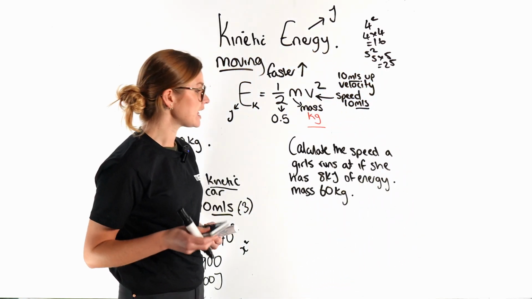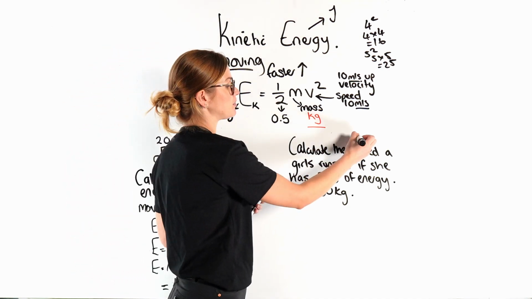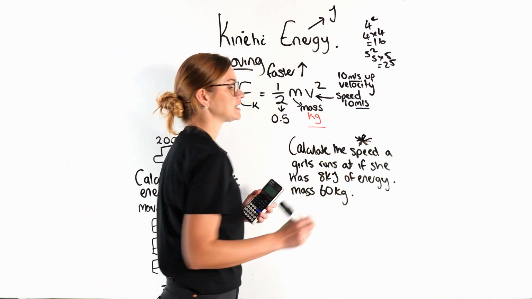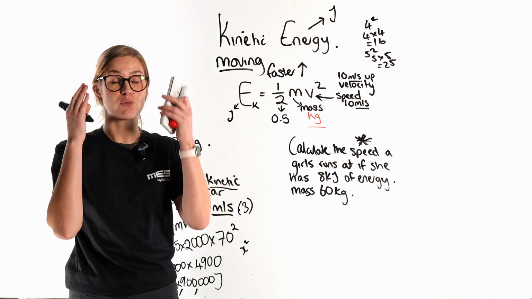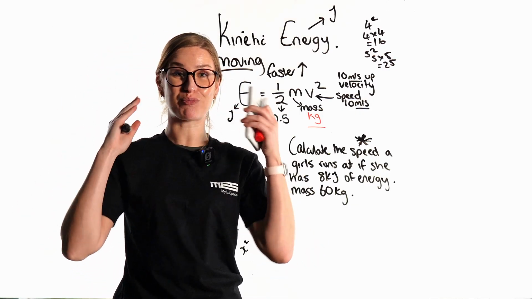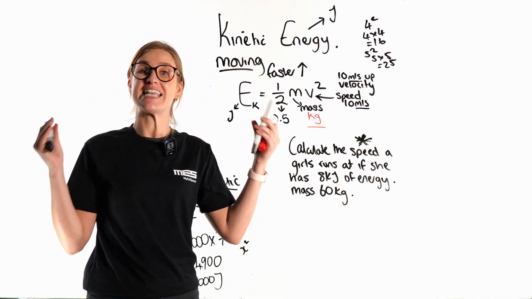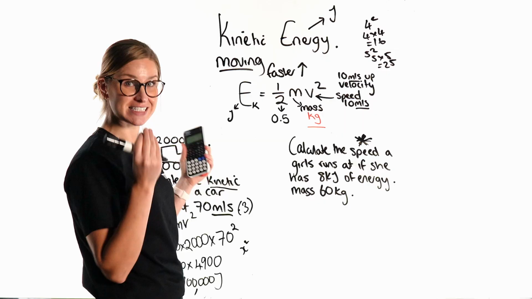So the next one says, calculate the speed a girl runs at. Now this one is the one that people have some problems with. Some people in school try to do equation triangles, but we're not using equation triangles because we're smarter than that, right? We're going to do A-level physics. We're going to be pros at this because we love physics. So we're going to learn how to rearrange. And again, it's nice to do. You'll start to love it. You'll start to see it's easy.